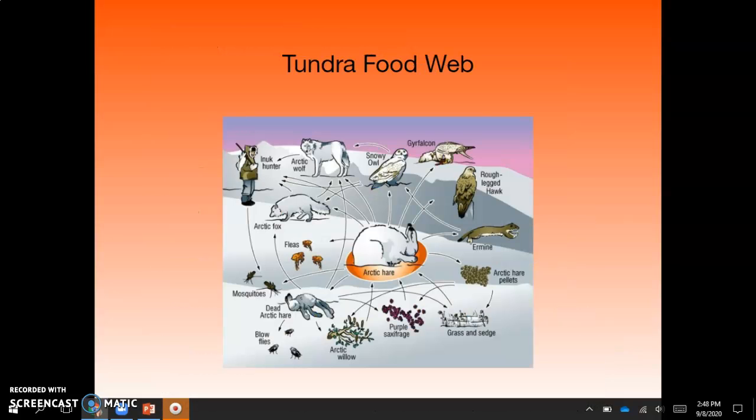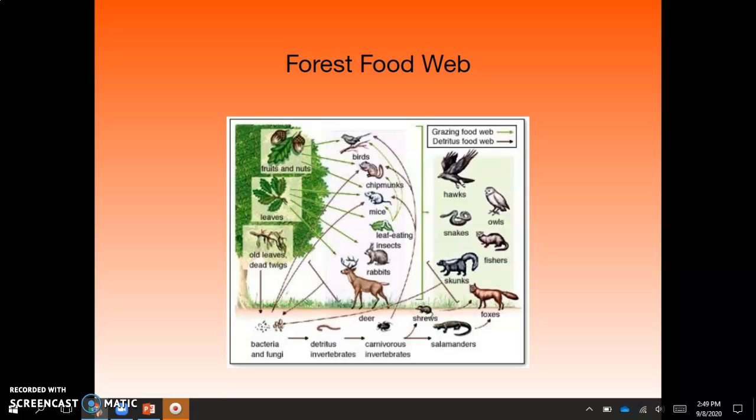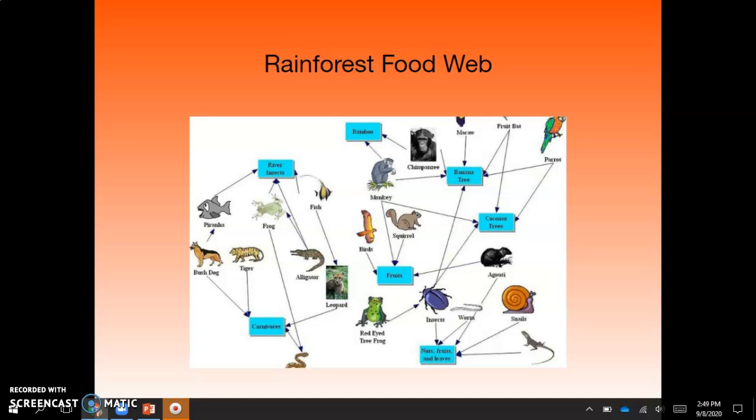Okay, and then the last few slides here are just examples of food webs, and you can follow the arrows just like in our biogeochemical cycles to see where everybody goes, and you can tell who is a producer, who's a consumer. We do need to be able to identify the differences between primary, secondary, and tertiary consumers because we will have a practice FRQ where we look at that. Here's a desert food web, and again, these are just examples, and you guys can go back and take the time to look at these if you want to. And then here would be an example of a marine food web, and here is a rainforest food web.